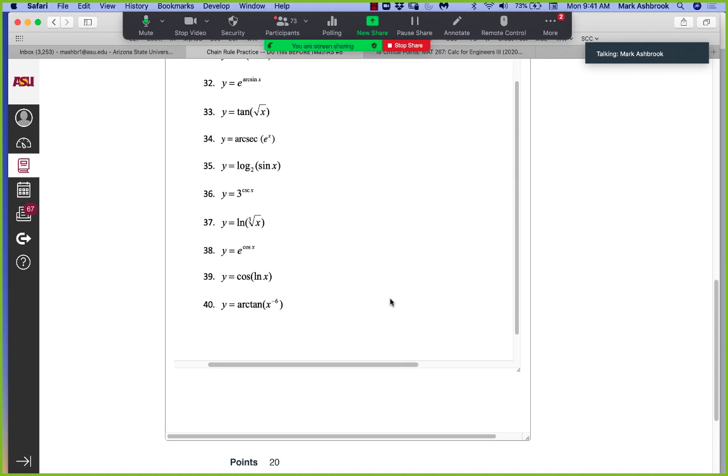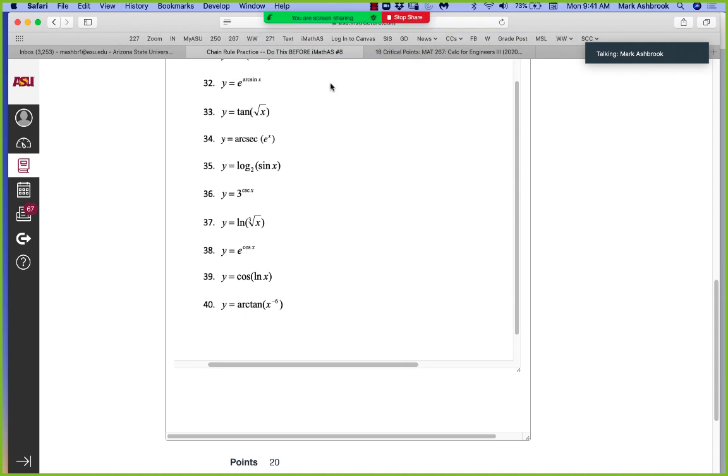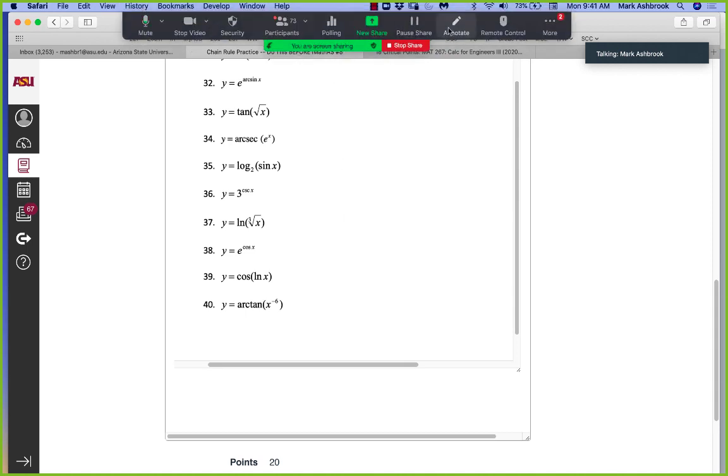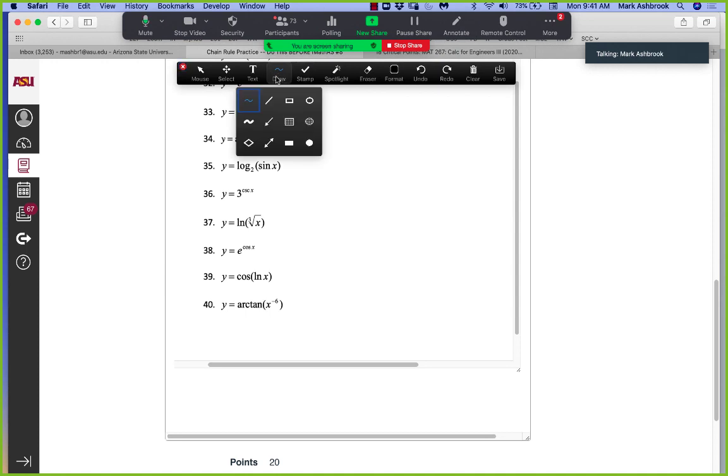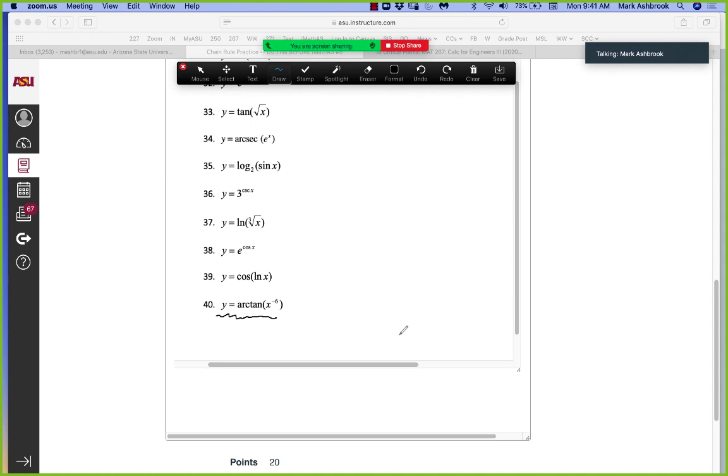I did the chain rule first. But I think it's just really good practice to see as many of these as possible. So here we go. I'm going to do number 40, and I'm going to do the derivative, the chain rule.